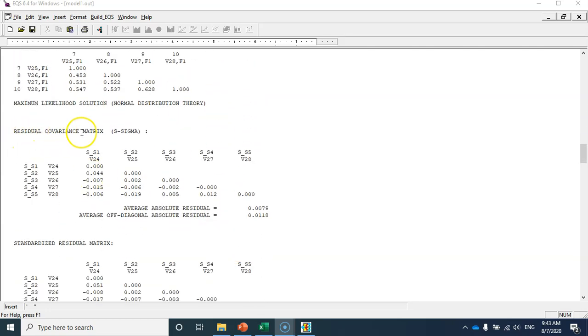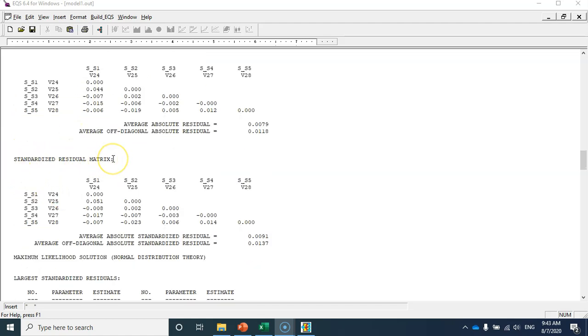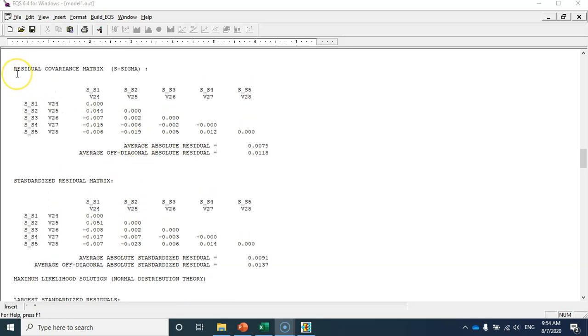Then we have the residual covariance matrix, and also its standardized version. So the residual covariance matrix shows the discrepancy between the sample covariance matrix that I showed you earlier, and also the model implied covariance matrix that I will show you soon. Also note that the interpretation of a standardized residual matrix is much easier, so we focus on this matrix for the purpose of interpretation.